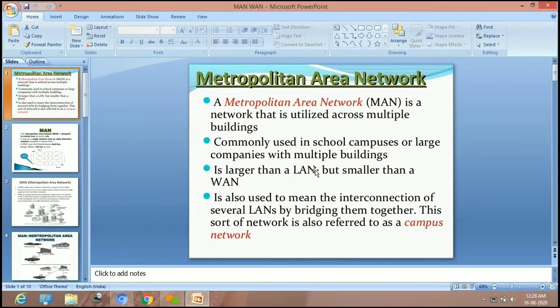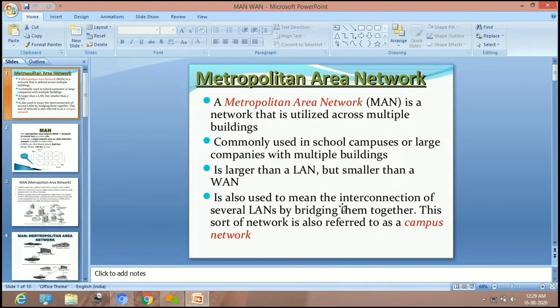As you can see on my screen, a metropolitan area network is a network that is utilized across multiple buildings. As the local area network was confined to a limited place, inside a building or within a particular lab or area, less than 1 kilometer or in hundreds of meters, the metropolitan area network is somewhat higher in range. It is commonly used in school or college campuses and in multiple buildings. It is larger than a LAN but smaller than a WAN.